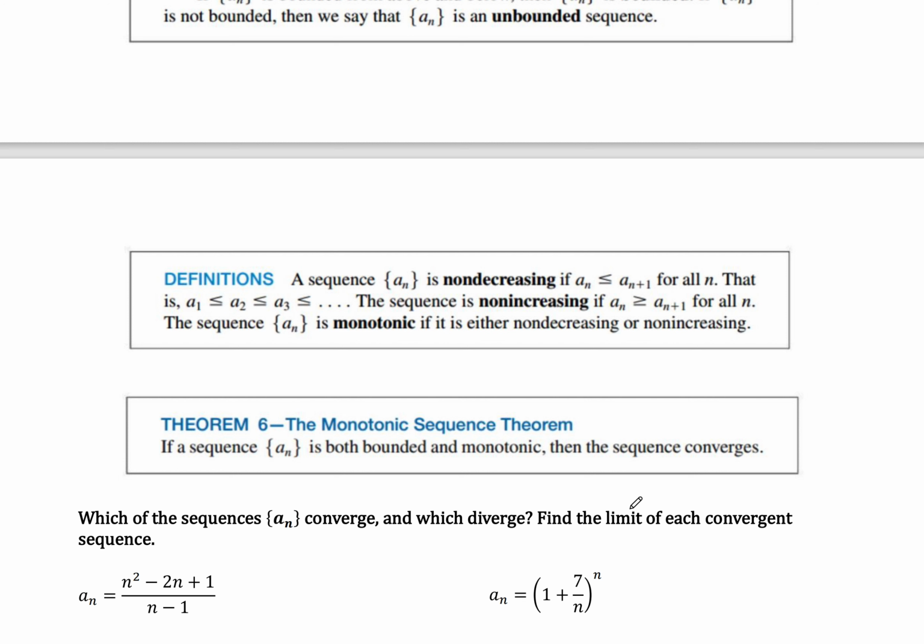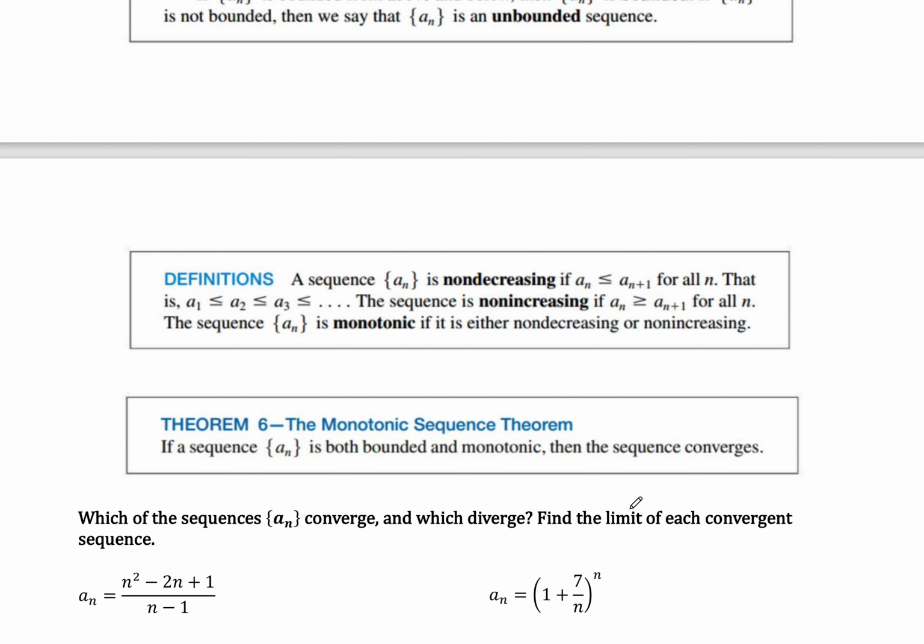And that leads to theorem 6, which says if a sequence is both bounded, that means you've got that upper bound and that lower bound, and it's monotonic, that means it's non-increasing or non-decreasing, then the sequence converges.